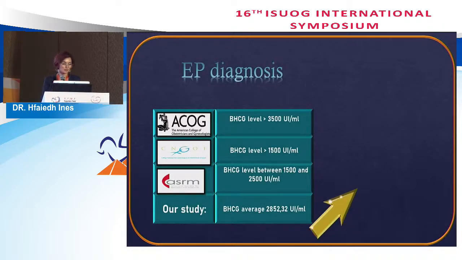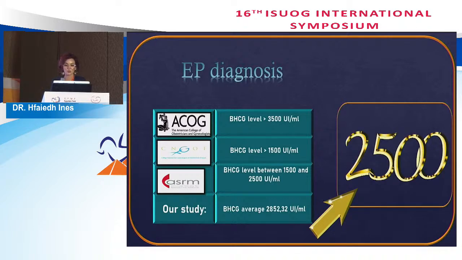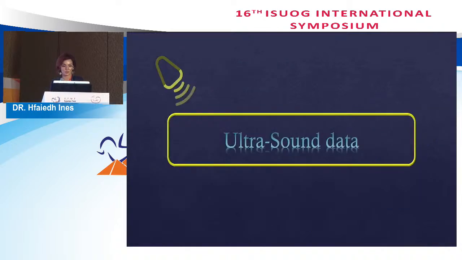We know that learned societies have defined different cutoffs for ectopic pregnancy diagnosis. So our average in our study was 2,852. So we chose to test statistically the cutoff of 2,500 units of first level beta-HCG.